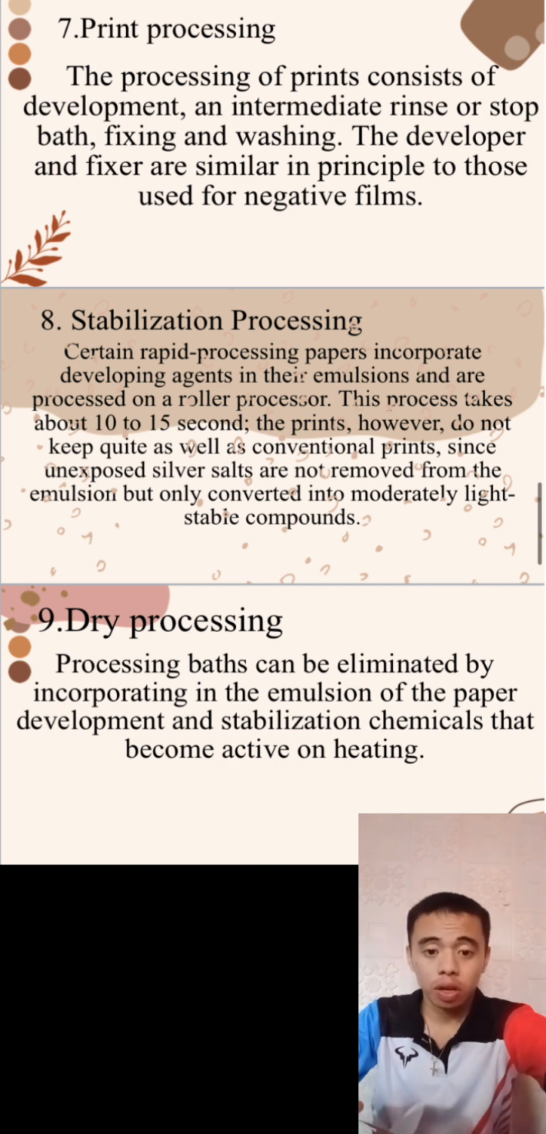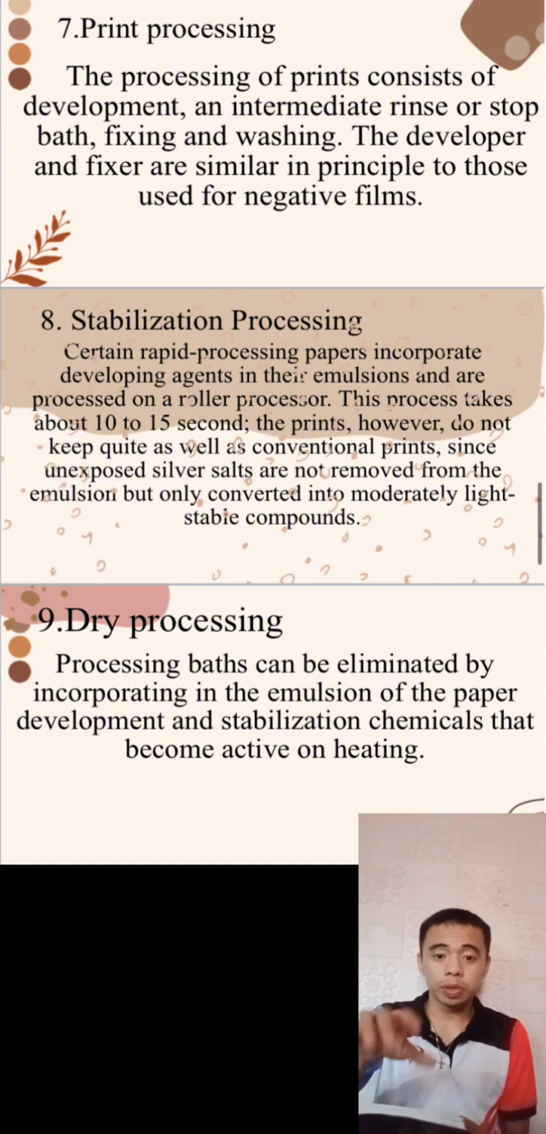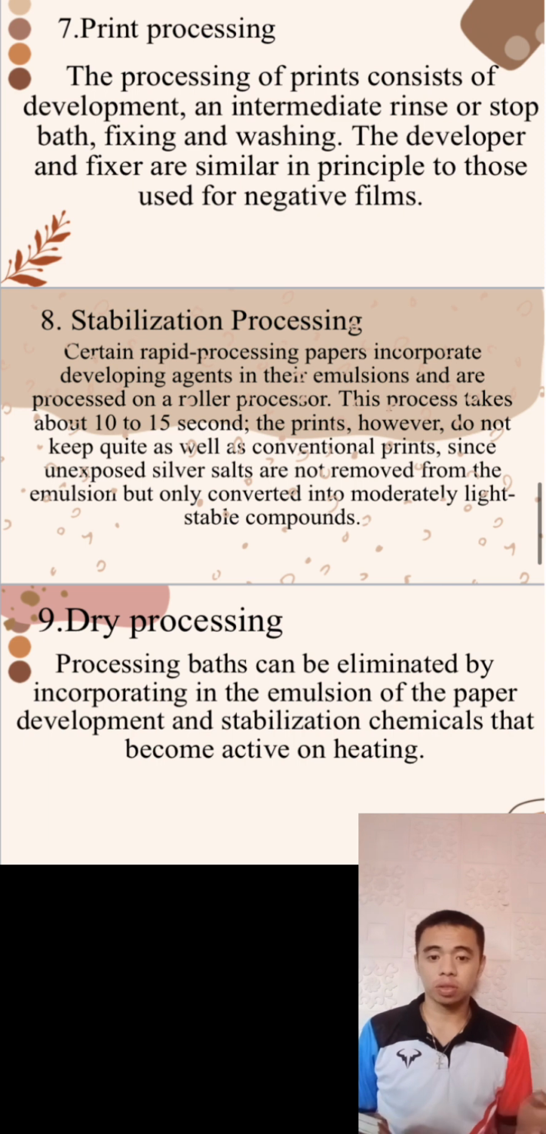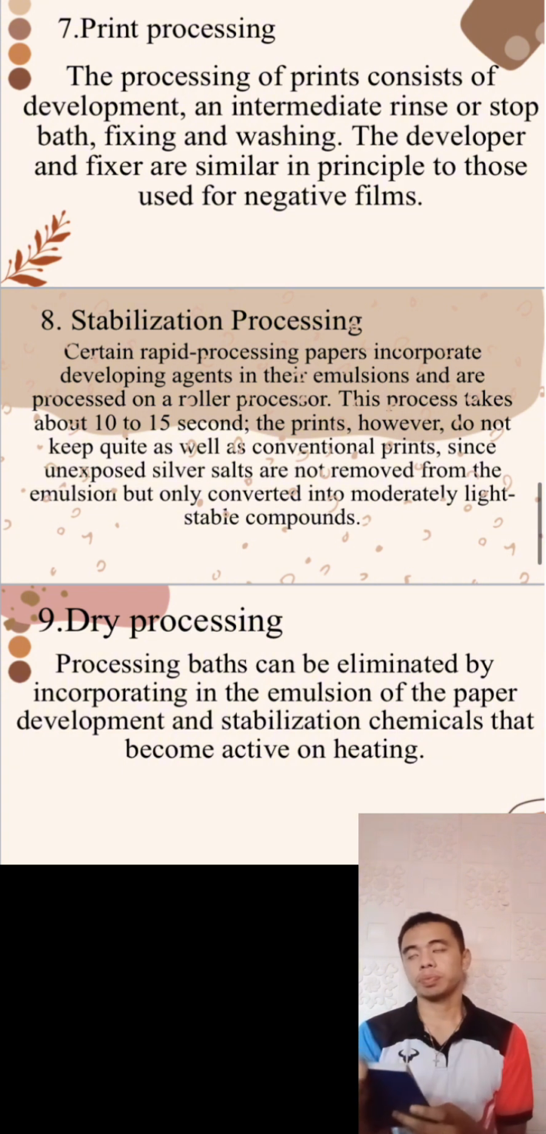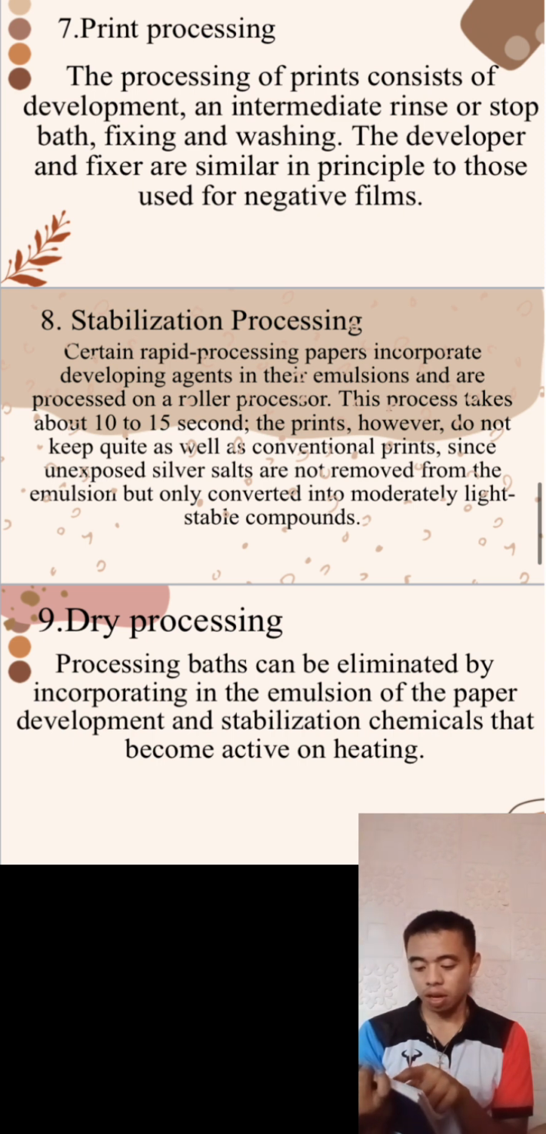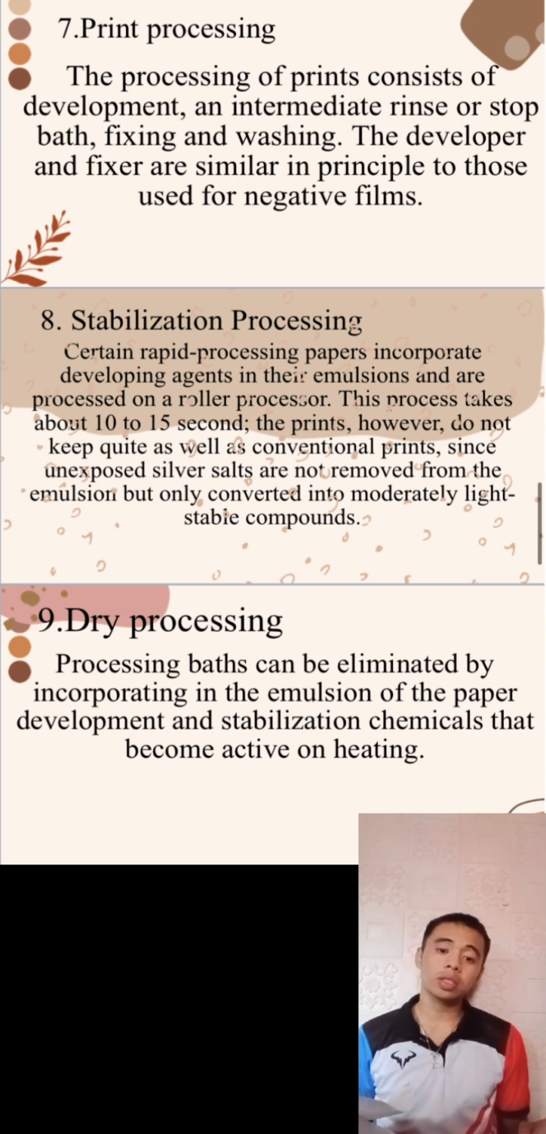Print processing of prints consists of development, intermediate rinse or stop bath, fixing, and washing. The developer and fixer are similar in principle to those used for negative film. So print processing involves development, rinse or stop bath, fixing, and washing, which are similar to negative films. Prints are immersed in solution in dishes, and development is checked visually, and drying can be done by dipping, heating, or squeezing into a plate. The next one is stabilization processing.